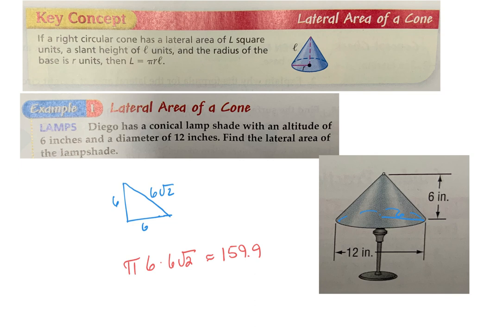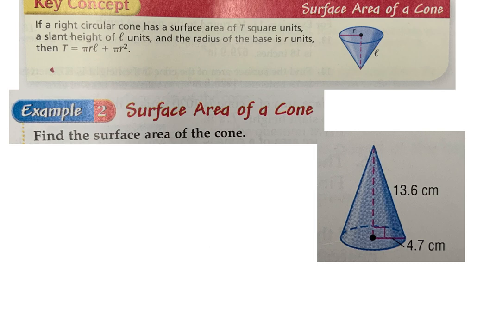All right, then let's look at surface area. So if that is lateral area, what do you think I'm going to add to this to get surface area? The base. Yeah, which is what? Pi r squared, a circle. And so if you look at the next formula, it is literally lateral area, pi times r times L, plus 1 circle, pi r squared.